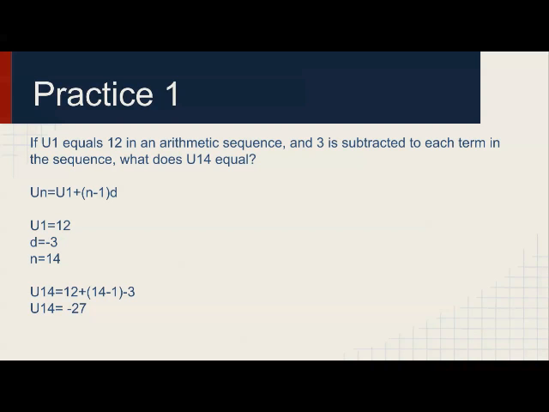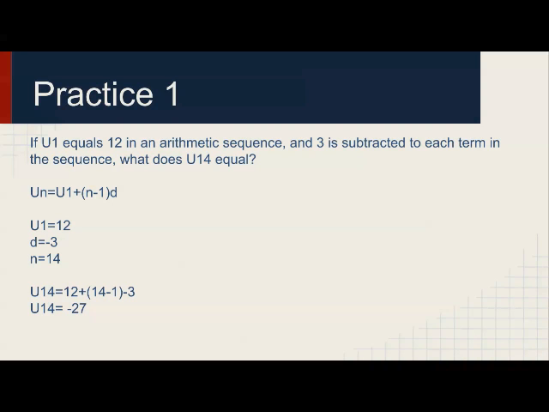So we start by plugging in all of our little terms into our U_n formula. So we have U14 equals 12 plus parentheses 14 minus 1 parentheses times -3. So start by subtracting 1 from 14. You take that, multiply it by -3, and add 12, and voila, U14 equals -27. It's that easy. It's that fast, and it's a great tool to have.